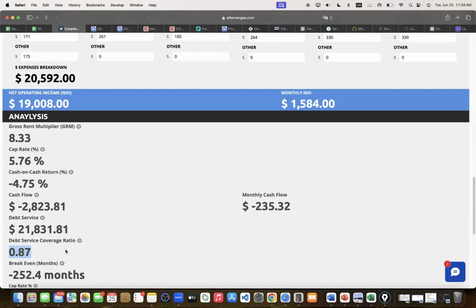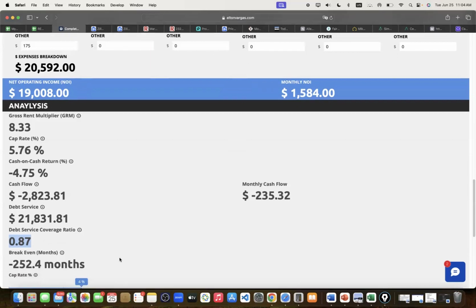So with this one, they wouldn't lend me anything, so I have to go the traditional route of getting a conventional loan. If it was making me money, then they would definitely be funding it. If it was greater than one, but because it's less than one, the DSCR lenders won't let me borrow any of it.